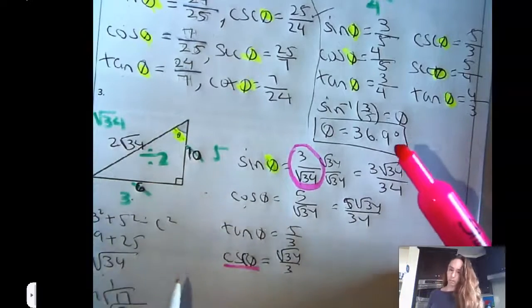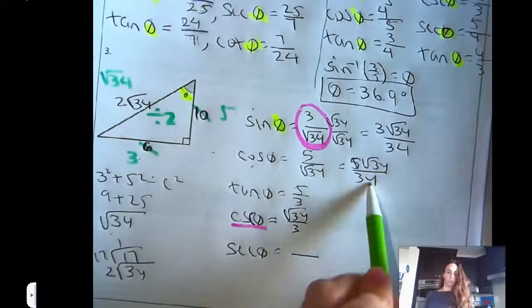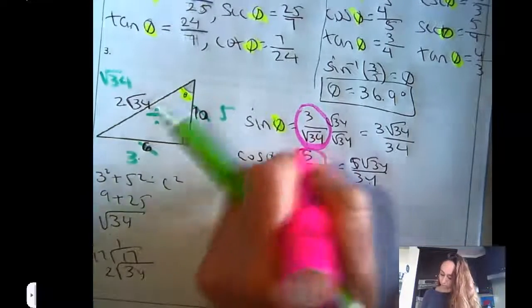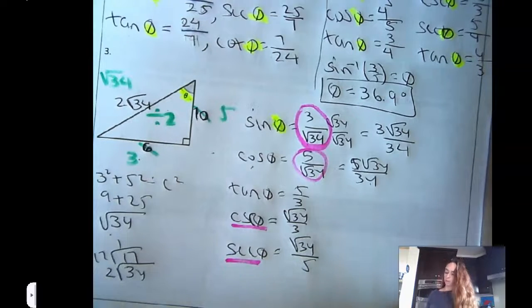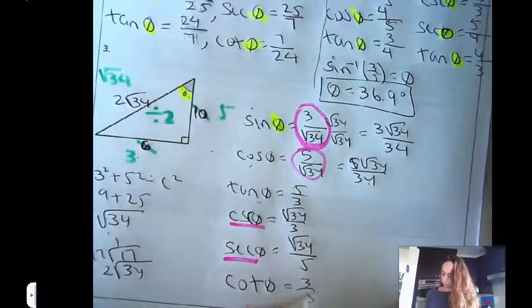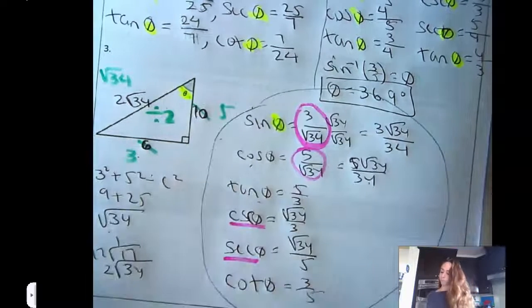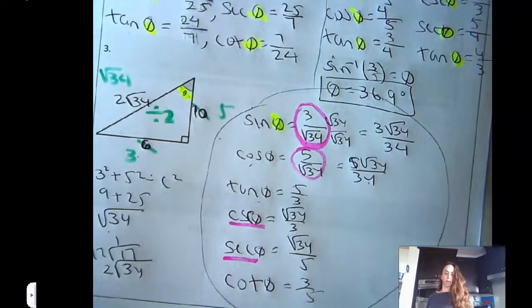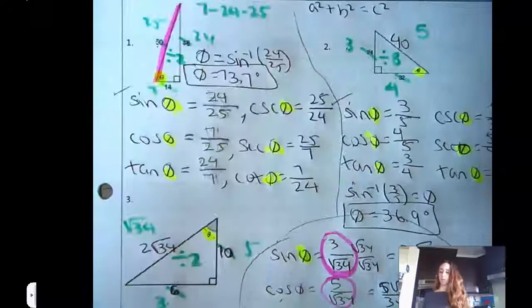What's the inverse of cosine? Secant. Do I want to flip this? No. I'm going to flip this, which is rad 34 over 5. And then tan, the inverse of that is cotan, which is 3/5. Okay? So I should have circled that. And now I can find the value of theta. You get the game. Okay? But what I really want you to get is being able to write these as ratios. All right? There's going to be a lot of little videos, so I'm going to pause it.